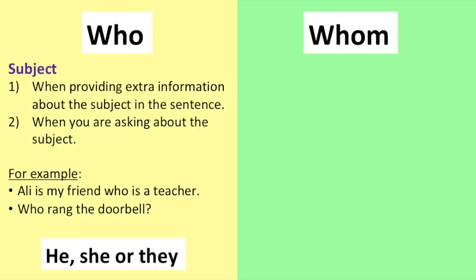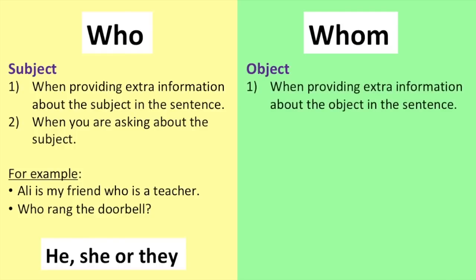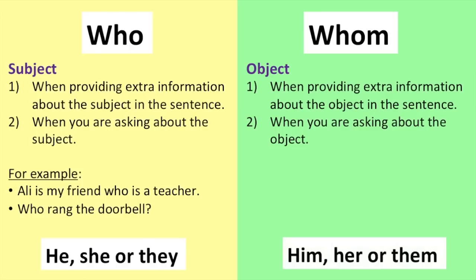Whom. Whom is used when referring to the object. This is the receiver of the action. We can use whom when providing extra information about the object in the sentence, or when you are asking about the object. Again, an easy way to know when you need to use whom is if you can replace the pronoun with him, her, or them, or if you can answer the question with him, her, or them.